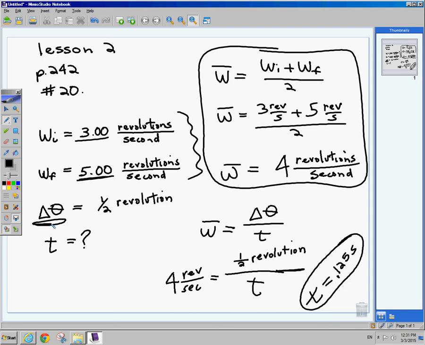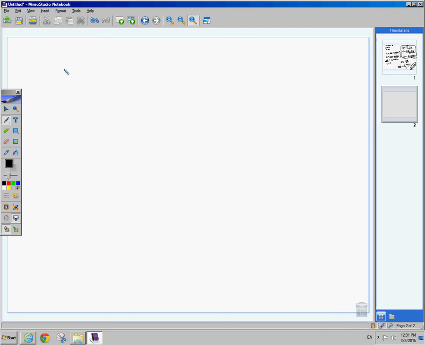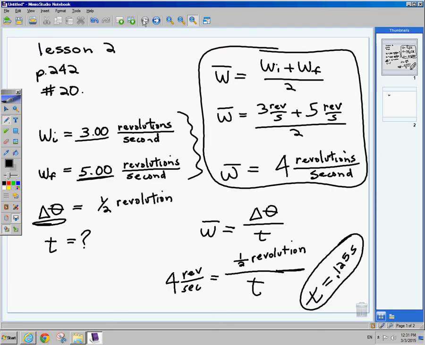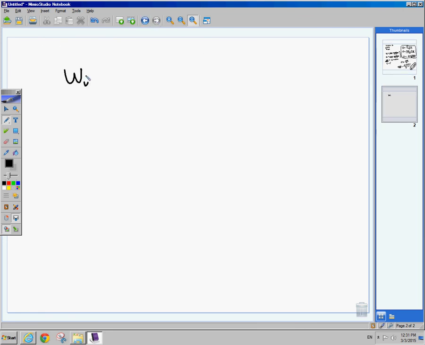But if you wanted to, you could go back to the original problem and say, hey, initially, what was her angular velocity? So you could say her initial angular velocity was 3 revolutions per second. And you could convert it into radians per second. So basically, 1 revolution is how many radians? 2 pi radians.